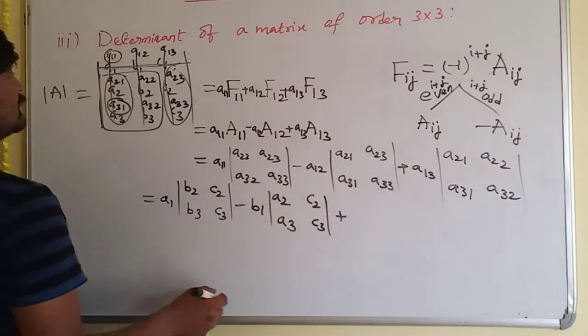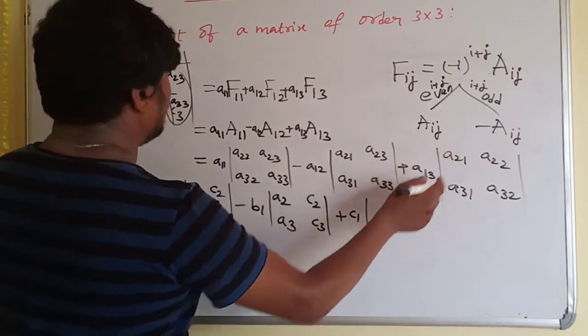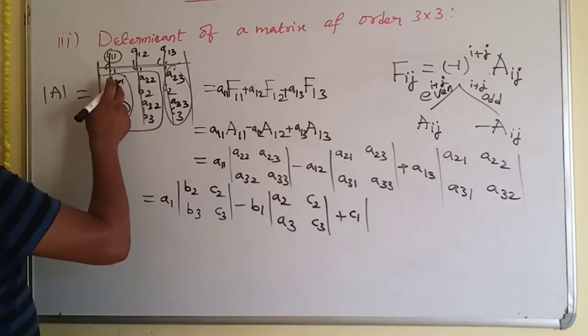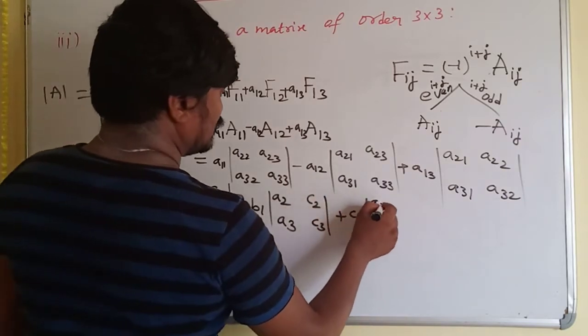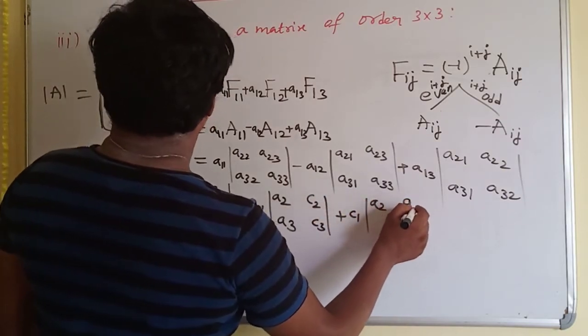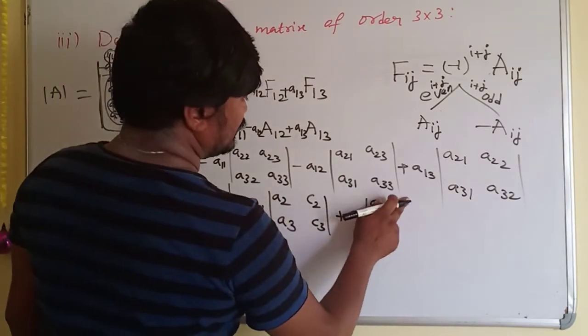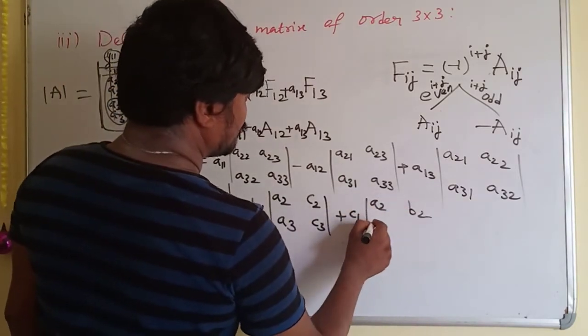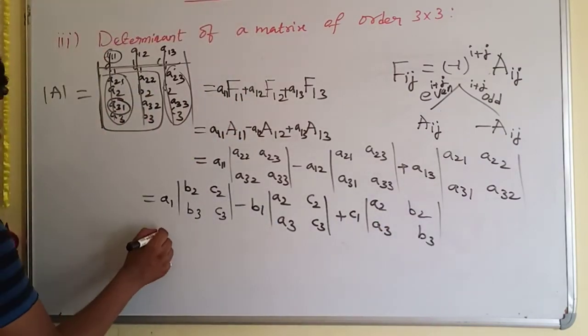Plus A13. A13 is nothing but C1. Then A21 is nothing but A2, then A22 is B2, A31 is A3, A32 is B3. So A2, B2, A3, B3. Now simplify it.